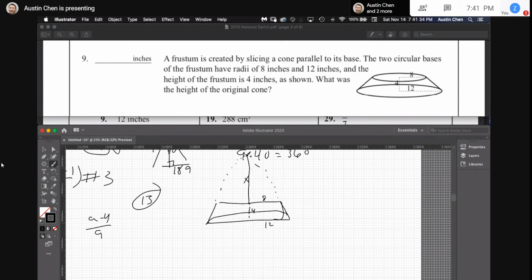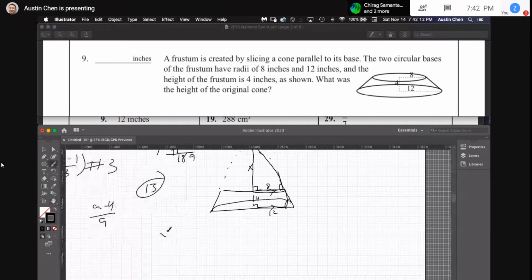Okay, so one thing to notice is that this triangle with the X and 8 is similar to the triangle with the X plus 4 and the 12, right? Why is that so? Well, we know that these two lines are parallel, because the cone is sliced parallel to the base. So that means this angle has to equal this angle. And we know that both of these are right angles, because they're both heights. So then we have that these two triangles are similar by angle-angle similarity.